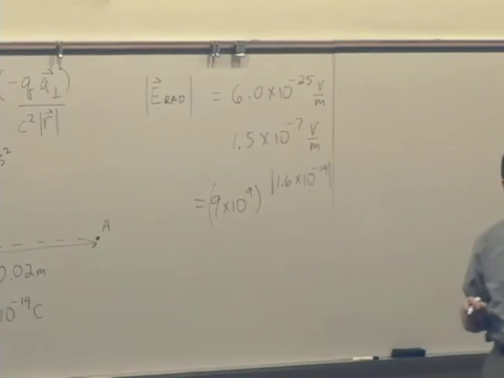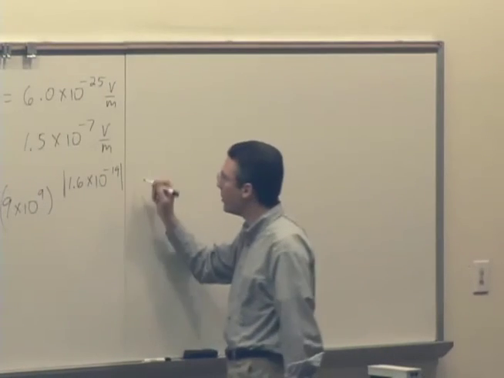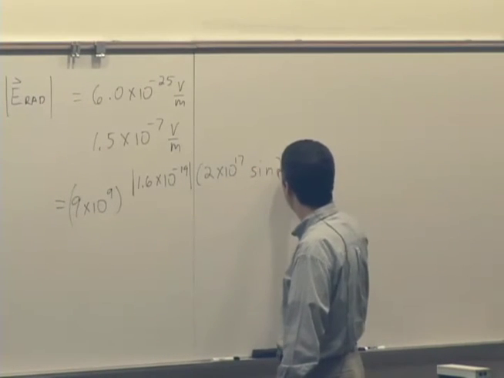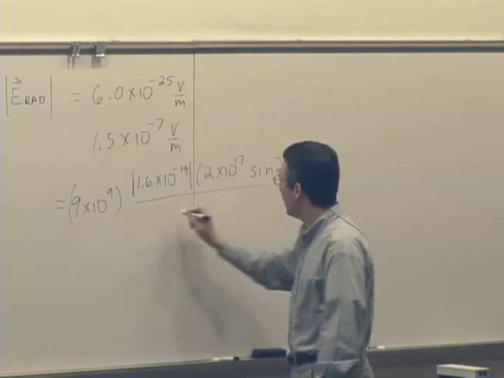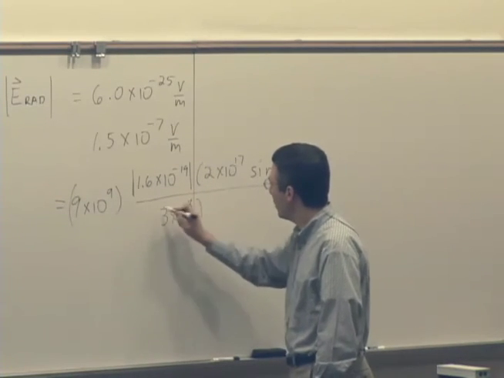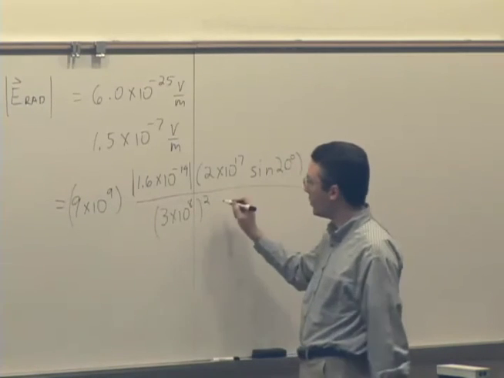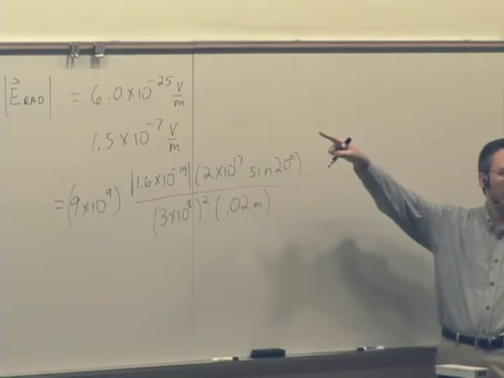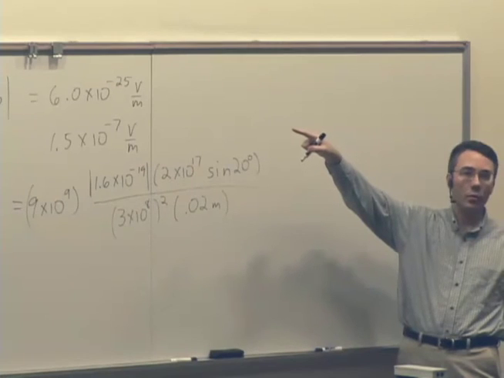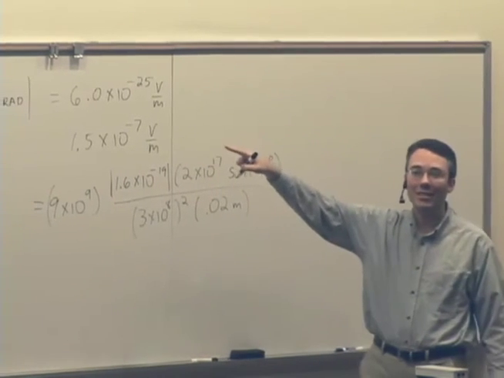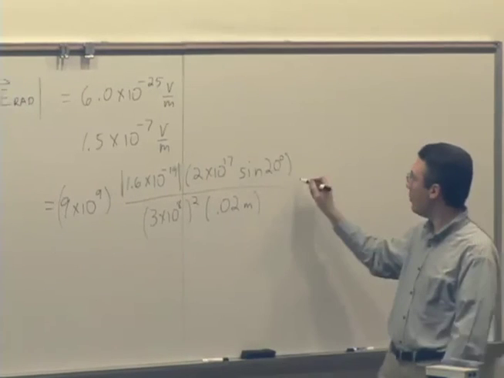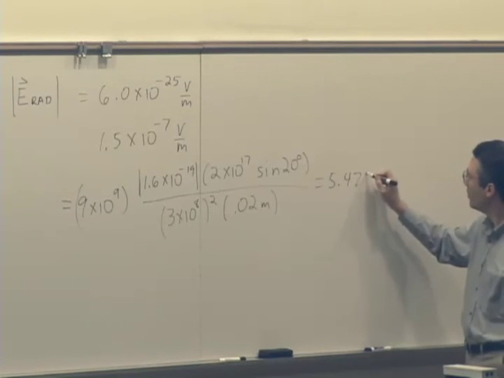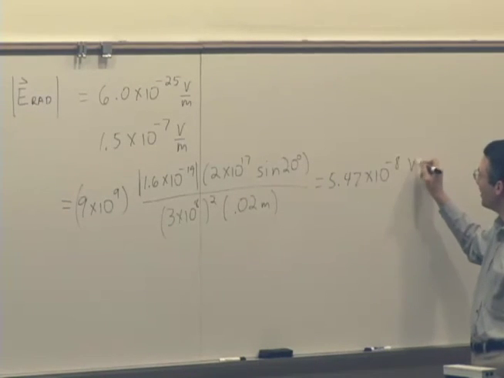How do I get A perpendicular? Sine of the angle, right? So I have 2 times 10 to the 17th times the sine of 20 degrees, divided by 3 times 10 to the 8th squared, and the distance we said is 0.02 meters. So what does that give you? Does that give you 1.5 times 10 to the minus 7? What is it? 5.47 times 10 to the minus 8 volts per meter.